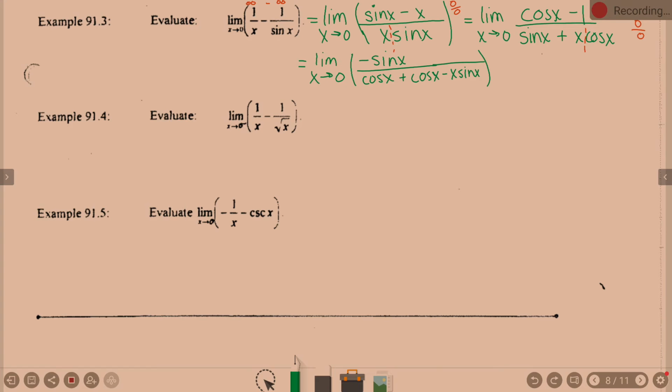Plug in 0. Unless you want to clean up that denominator, cosine x plus cosine x is 2 cosine x. But in all honesty, if we're just plugging in 0, if we have to take the derivative again, we can clean it up. If not, I wouldn't worry about it. So, on top, negative sine of 0, 0. On bottom, cosine of 0 is 1, plus cosine of 0 is 1, minus 0. So I agree, 2. 0 divided by 2 is 0.